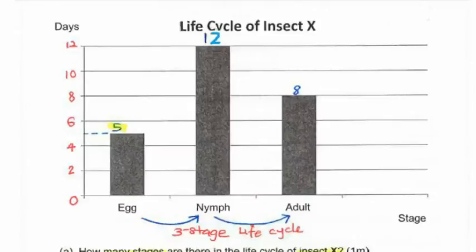Section B, MYE, paper of science, P4, and question number 31. Life cycle of an insect. When it's an egg, it is laid for 5 days. It remains for 5 days before it becomes a nymph, and remains as a nymph for 12 days before it becomes an adult. It lives for 8 days when it's an adult.